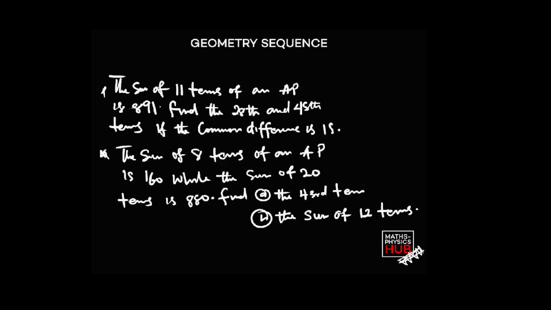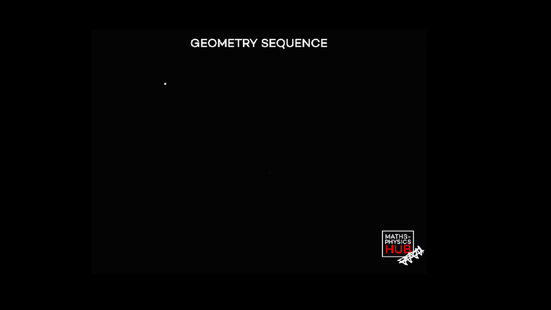So when you talk about a geometric sequence, what we can call an exponential sequence, it is a sequence in which any two consecutive terms differ by a constant multiple or factor.